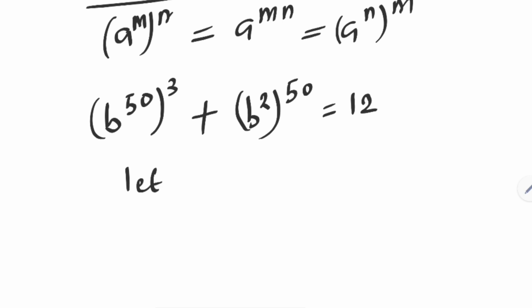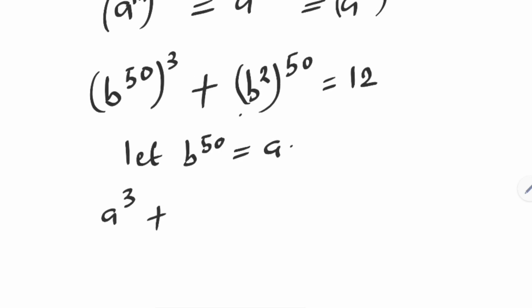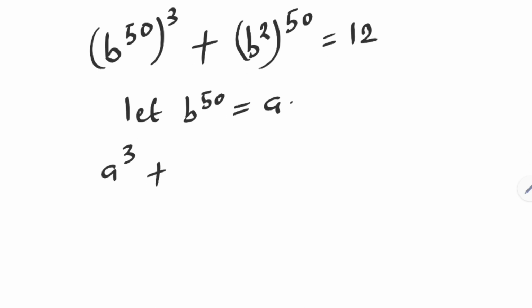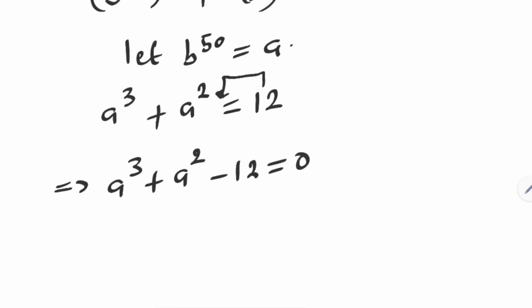Let b raised to power 50 is equal to a. Then this can be written as a raised to power 3 plus this also can be written as a square is equal to 12. Now let us bring this 12 to this side. Here we have a raised to power 3 plus a square minus 12 is equal to 0.